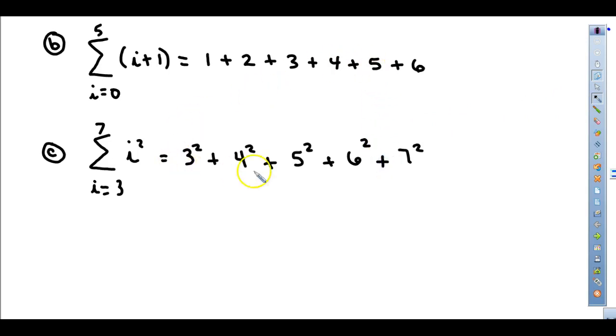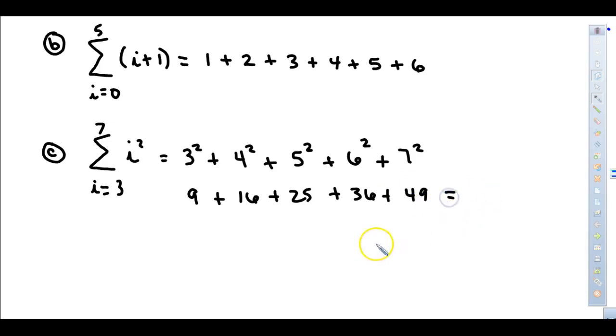Now, you could easily get the answer to all these just by simplifying everything and saying, I'm going to add 9 plus 16 plus 25 plus 36 plus 49 and get some number, okay? And that's fine and dandy when your numbers are small, but what if this were 3 to 70, or 3 to 700, or 3 to 7,000? Well, you don't want to end up with that many terms to add up.